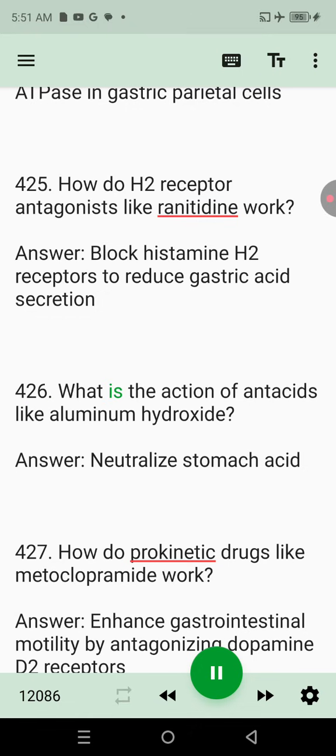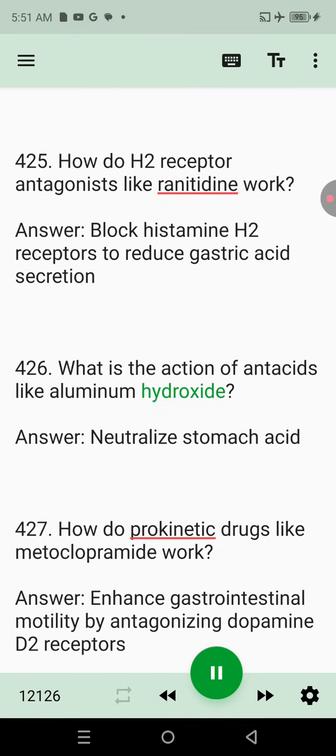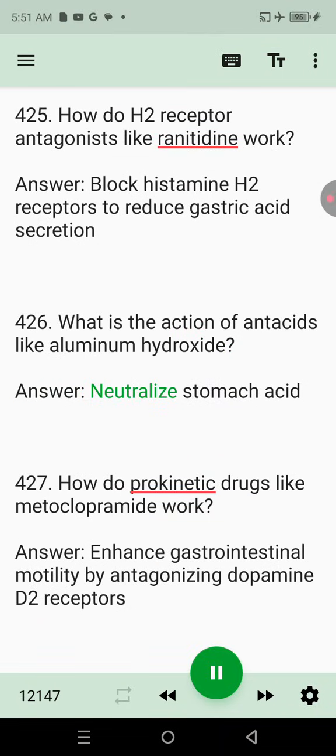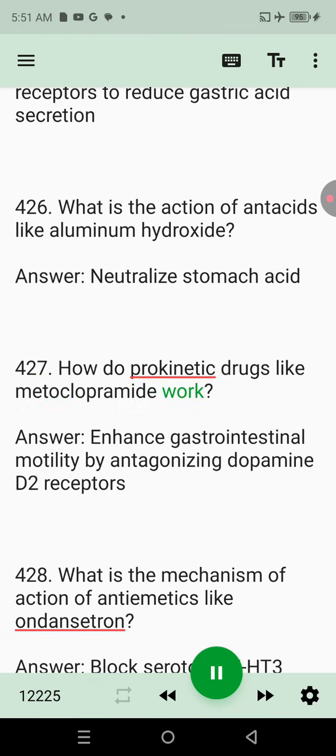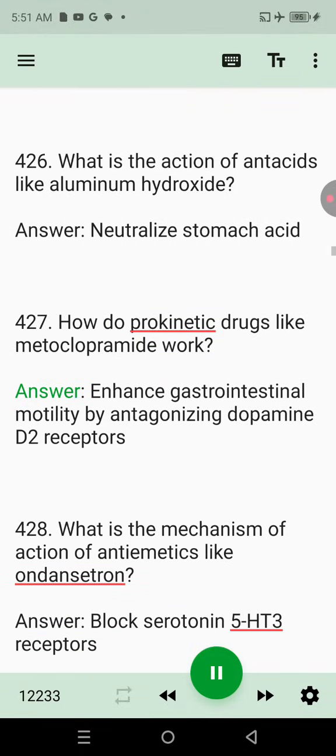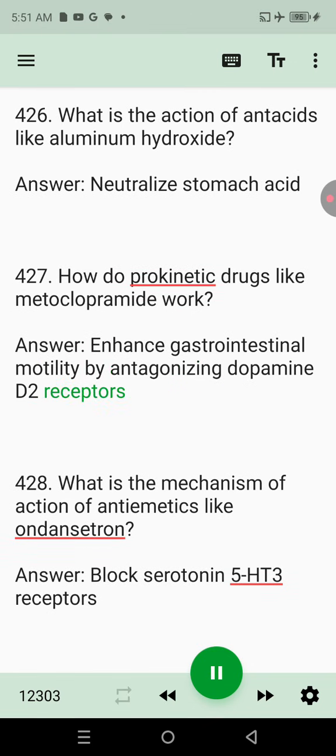426. What is the action of antacids like aluminum hydroxide? Answer: neutralize stomach acid. 427. How do prokinetic drugs like metoclopramide work? Answer: enhance gastrointestinal motility by antagonizing dopamine D2 receptors.